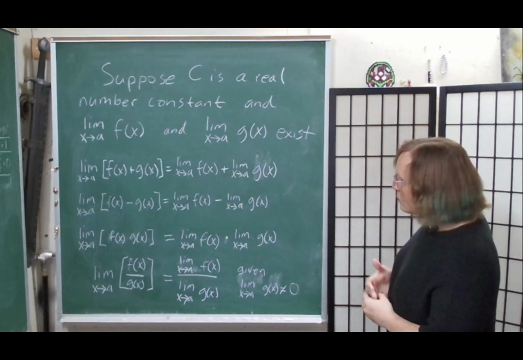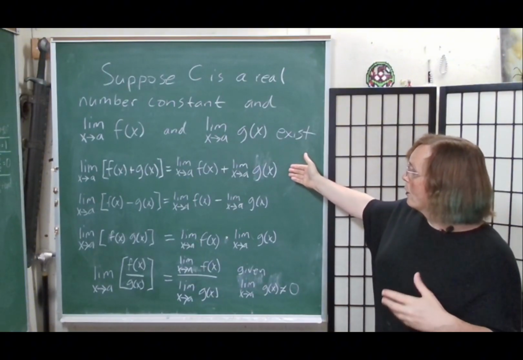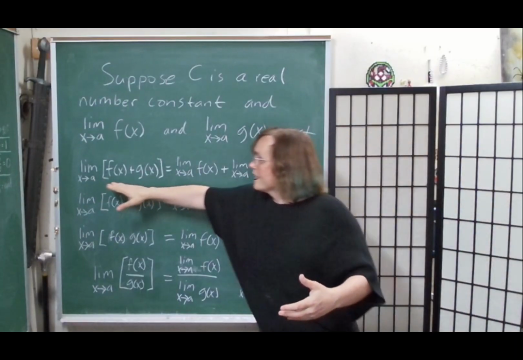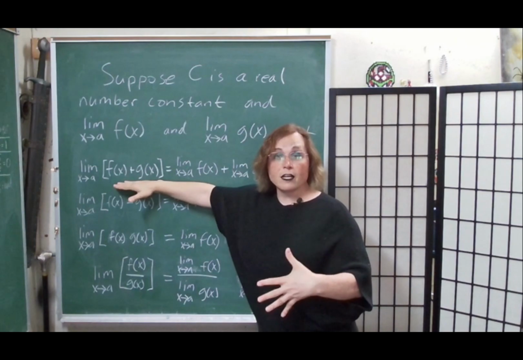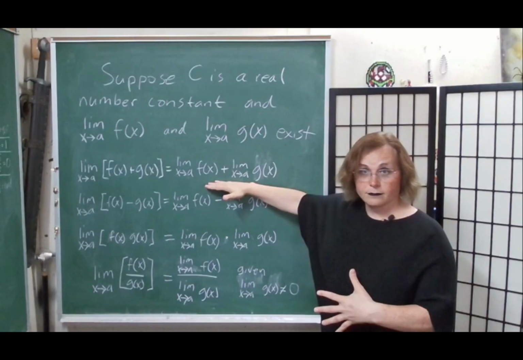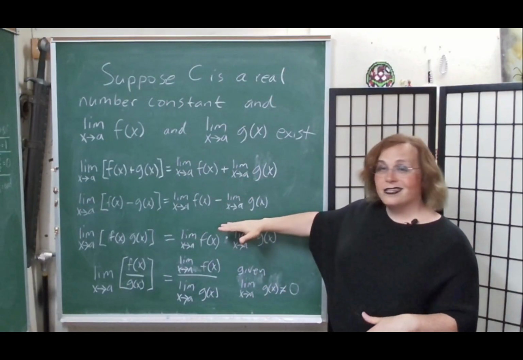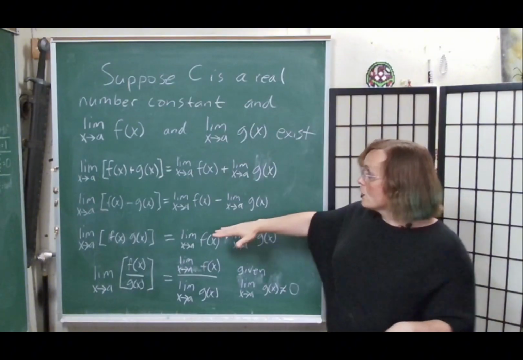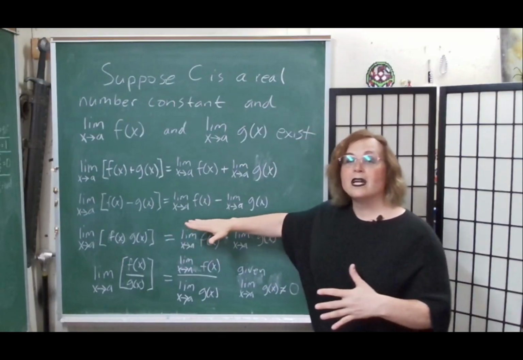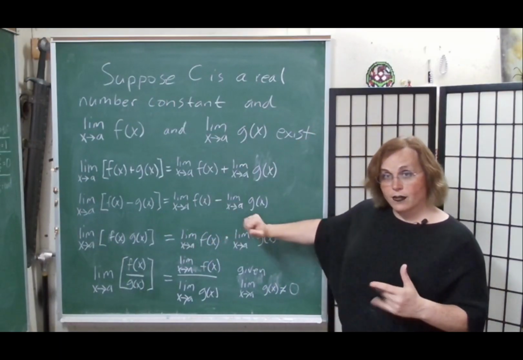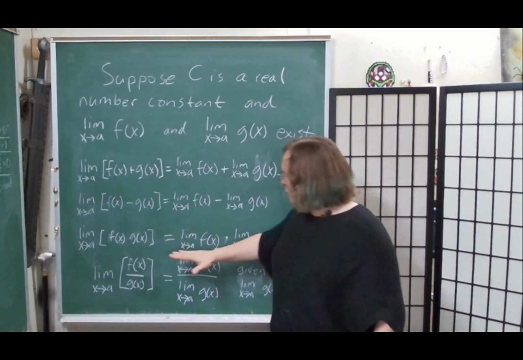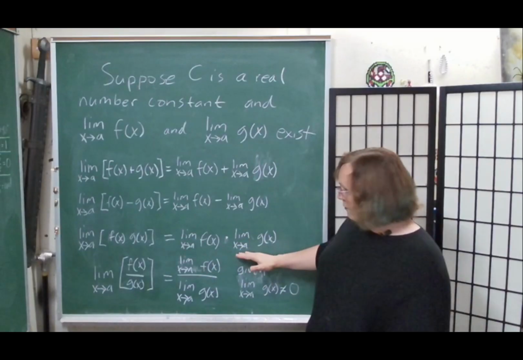Now, really quickly, let's explain how these rules are worded and what we call them. So the first rule is our law of sums. And what this is, we say that the limit of the sum of functions is equal to the sum of the limit of the functions. The second one is the law of differences. So the limit of the difference of functions is equal to the difference of the limit of the functions. The limit of the product of the functions is equal to the product of the limits of the functions.